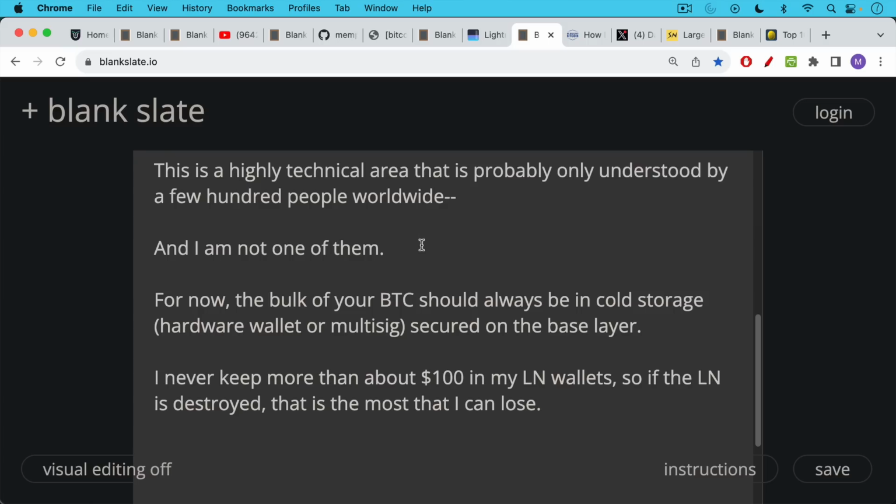And I would suggest you treat your Lightning wallets in the same way that you treat your software wallets or your hot wallets, as something for spending change and not for large amounts of life savings.